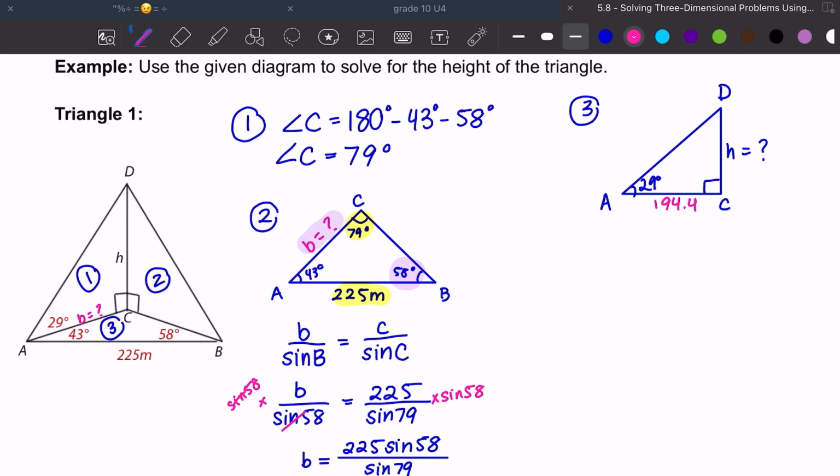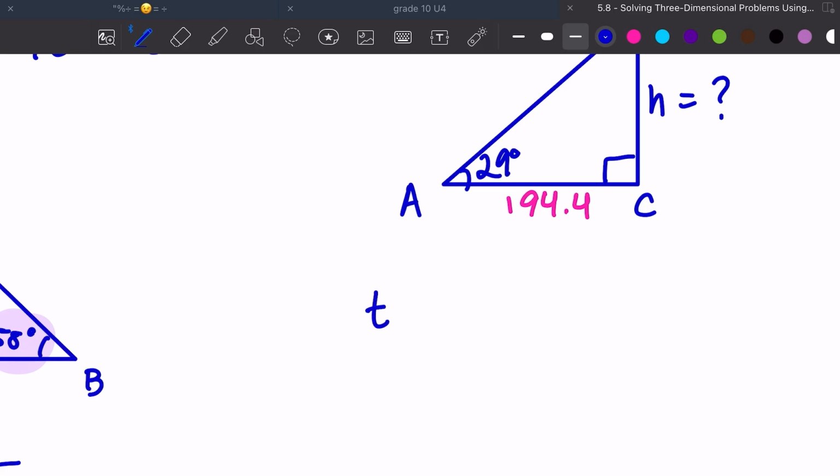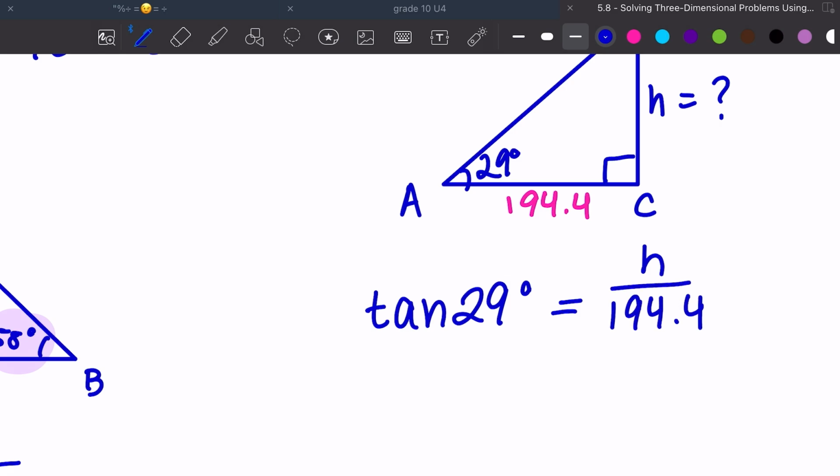SOHCAHTOA. Opposite adjacent, OA, so that's tan. So we can use tan. We're gonna do tan 29 degrees is equal to opposite H over adjacent 194.4, which again, you want to get rid of a fraction, times both sides by the denominator. So it's like we're timesing both sides by 194.4. So that will cancel out here. H goes by itself.